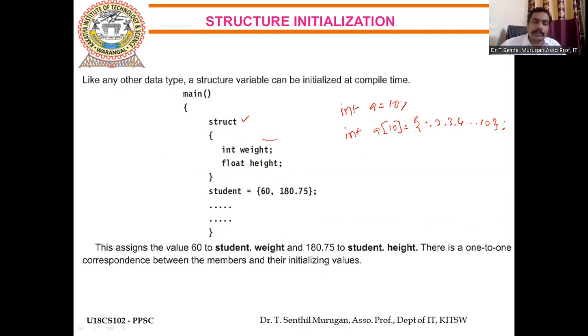For that, two variables are declared. So for this structure, we have the structure variable student: student.weight, student.height. The first value is assigned to student.weight, and the second value is assigned to student.height. But the thing is that there is a one-to-one correspondence between the members and their initializing values.